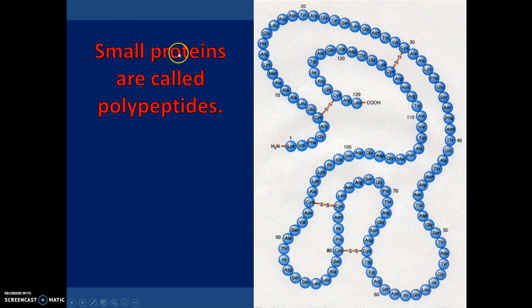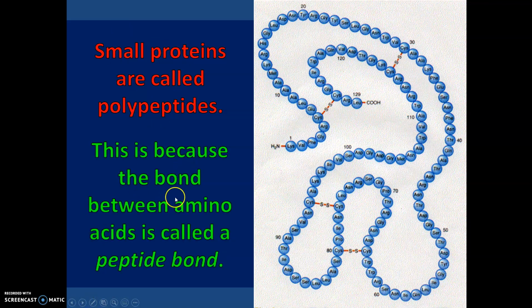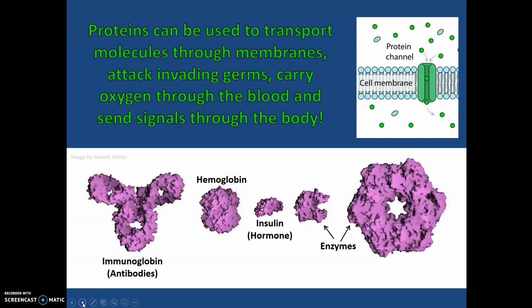Small proteins we will call polypeptides, and this is because the bond between the amino acids is the peptide bond. These proteins can be used to transport molecules through membranes. They attack invading germs. They carry oxygen through the blood. They send signals through your body. So your body has a bunch of different types of protein.